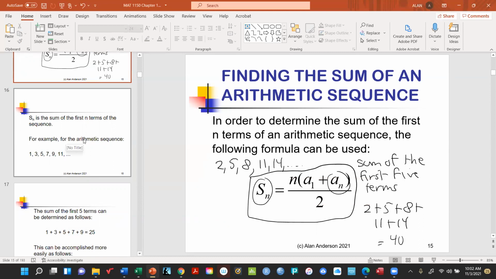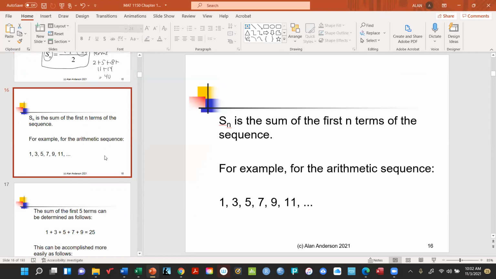Okay, so let's give it a shot. For example, what if we had the following sequence? Now, clearly it's arithmetic because, as you can clearly see, there's a common difference of 2 between the terms. We also know that a_1 is 1. What we want to know is the sum of the first 5 terms.